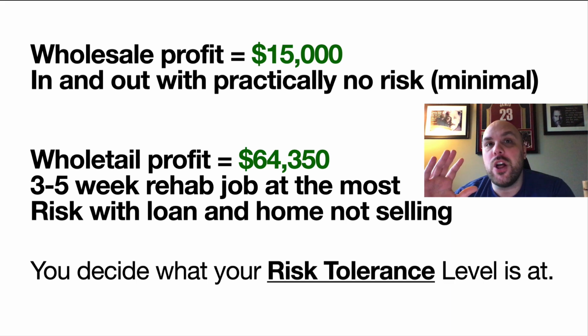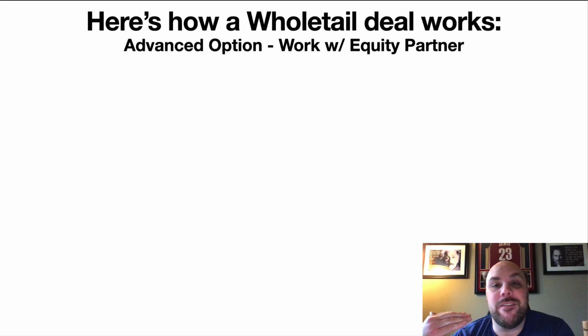I hate doing the rehabs that take forever, but a carpet and paint job and doing some minor little tweaks to the kitchen and bathroom to get the house sold very quickly, that's a 3 to 5 week job at the very, very most. Now let's hop into the advanced option. This is going to be working with an equity partner, and I'll explain exactly what that is here.